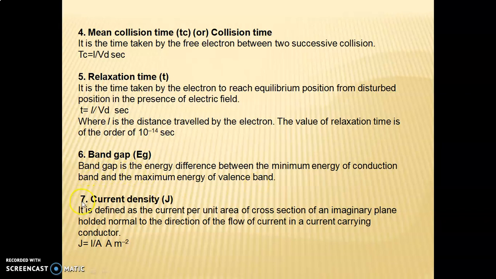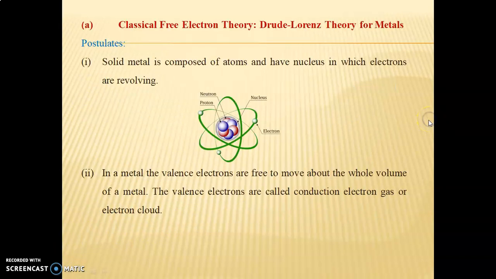Here we are also using another term, current density, which is represented by J. Current density is defined as current flowing per unit area of metal. Mathematically, it is written as I by A, ampere per meter square. With these basic definitions, let us discuss the postulates of classical free electron theory.